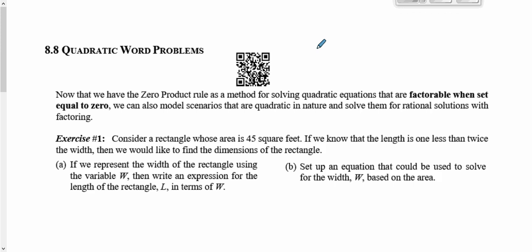So let's see what we remember about setting up word problems. You remember now we've done 500,000 of them with, say, rectangles. And please tell me you know how to generally find the area of a rectangle. Length times width. Okay, good.